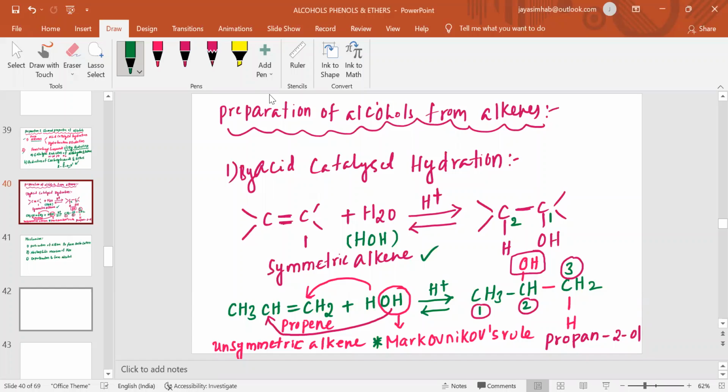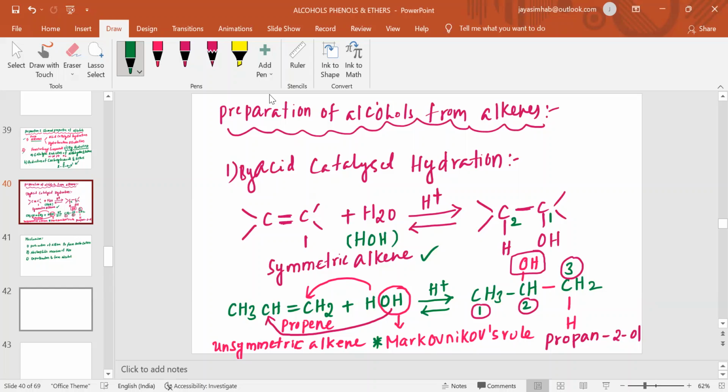We are discussing the preparation of alcohols from alkenes. This is the first method, right? From alkenes, by acid catalyzed hydration. In the presence of an acidic medium, where the acid acts as a catalyst, addition of a water molecule to the alkene will give the respective alcohol.